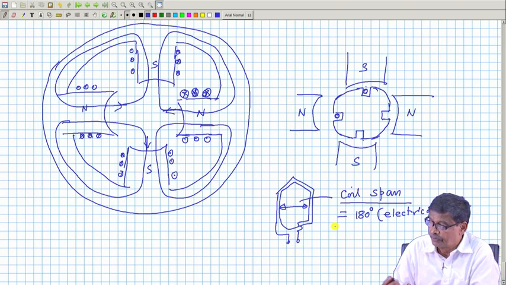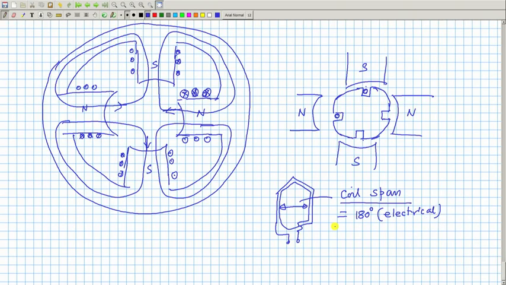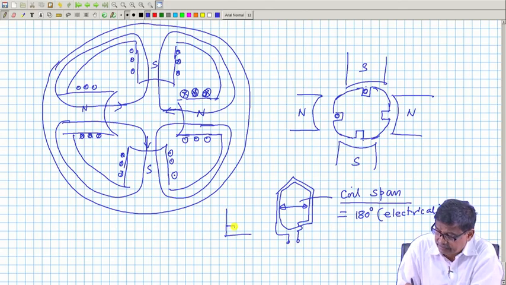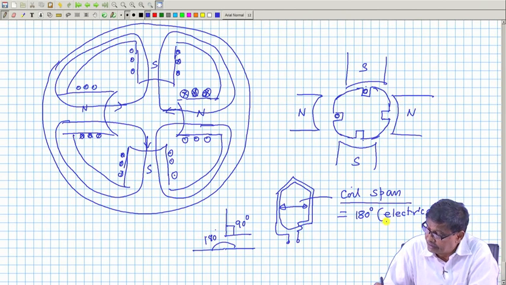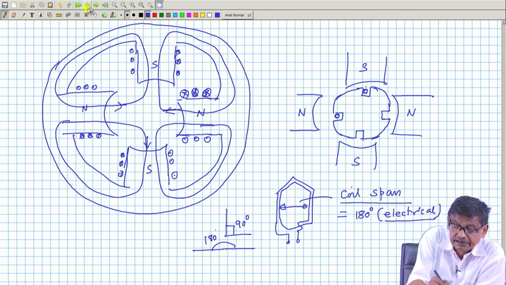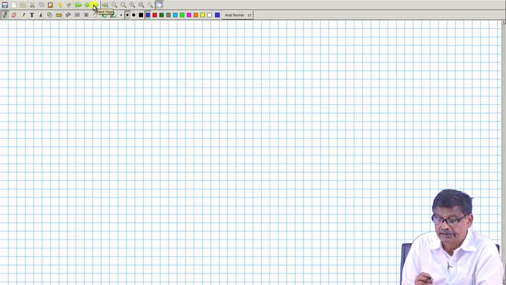Now, the question is what is 180-degree electrical? Whenever we say angle, in mechanical terms we understand. For example, 90-degree is this, and 180-degree is this. These are all mechanical angles. Now, what do I mean by 180-degree electrical? The idea is simple, it is like this.